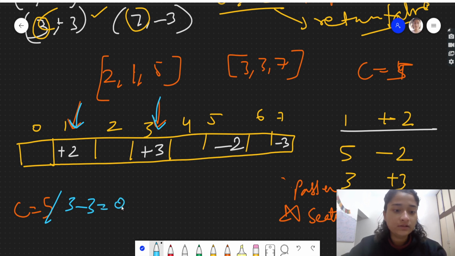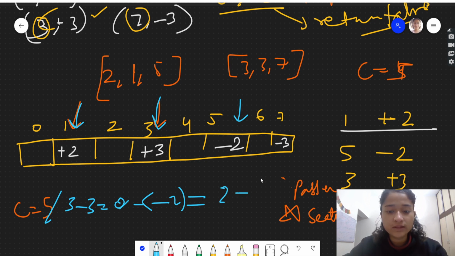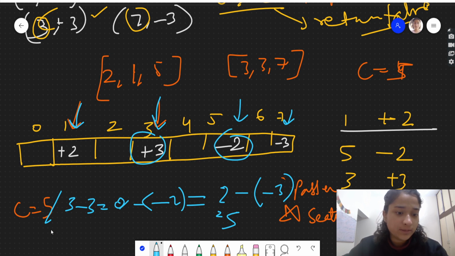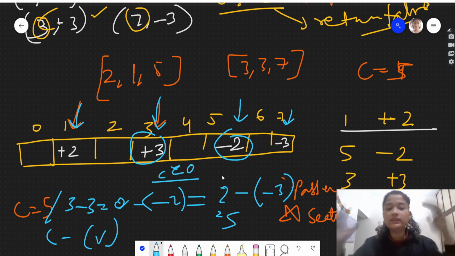And then what we are doing? We are just removing them. So 0 minus of minus 2. So this will be 2. And then 2 minus of, we come here, minus 3. So this will be 5. So at each point of time, whatever value is over here, we are subtracting that value from the capacity. And if any time capacity becomes less than 0, return false. So this is the second approach.